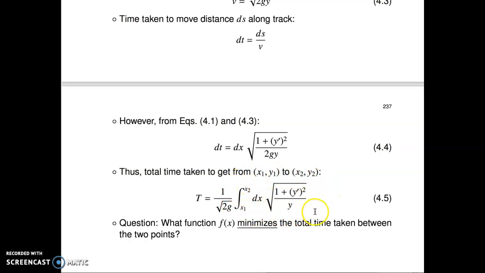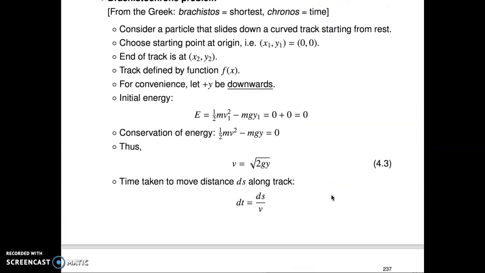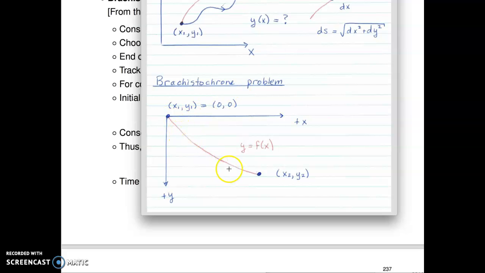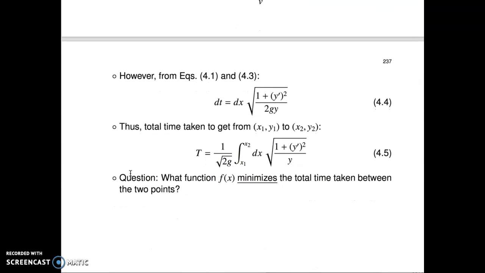So here I have an expression for how long it's going to take this object to go from point 1 to point 2. I have it in terms of an integral, and I have the integrand written in terms of the function y and its derivative. Now, if you know what the function y is, great, then you can calculate the time. But what if I were to ask the question, what function is going to minimize the total time taken for the object to go between those 2 points?